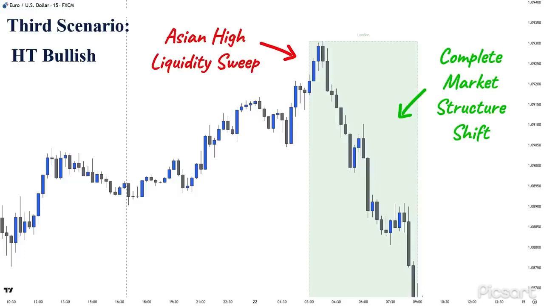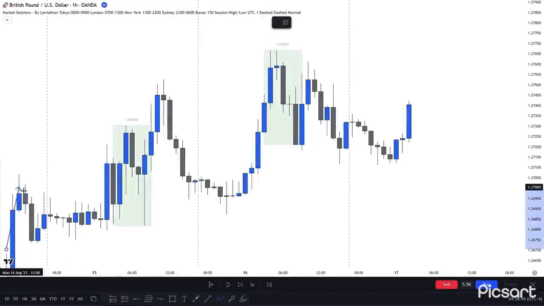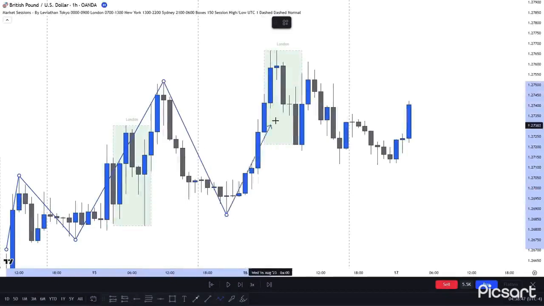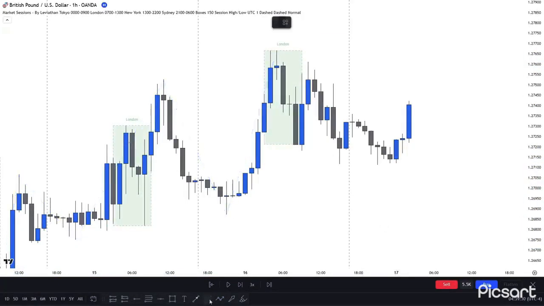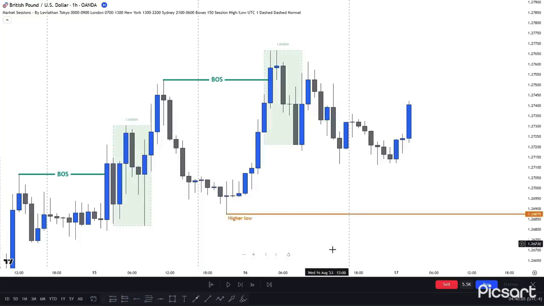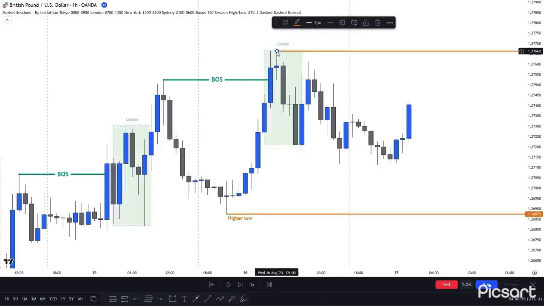Here on the pound-dollar 1 hour chart, we have a moving uptrend. The market continuously breaks the structure levels to the upside, which shows the buying pressure. Now we will identify this market as bullish and look for long opportunities as long as we stay above this higher low. Another key level is this recent high created by the price, which is our higher time frame target.